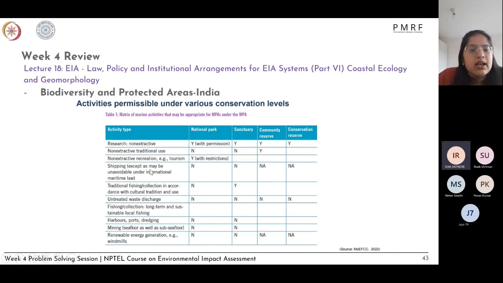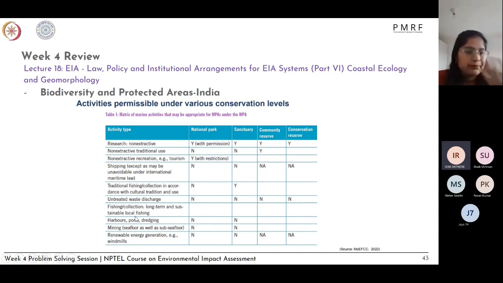You have shipping, except as may be unavoidable under international maritime law. You have traditional fishing. You have untreated water discharge, whether it's allowed or not. You have fishing collection, like sustainable local fishing. Then you have harbor sports, other things, mining under the sea floor, and then renewable energy generation, if all of these things are allowed.